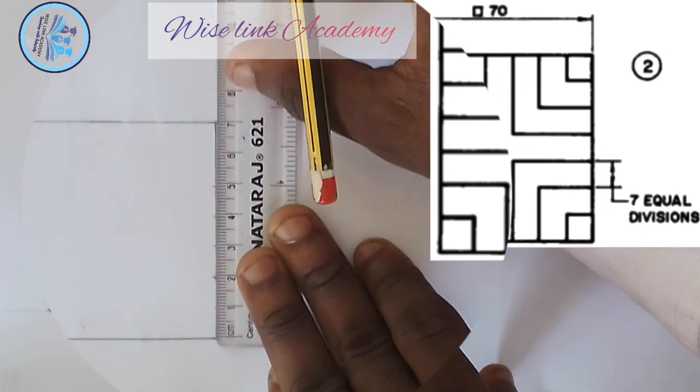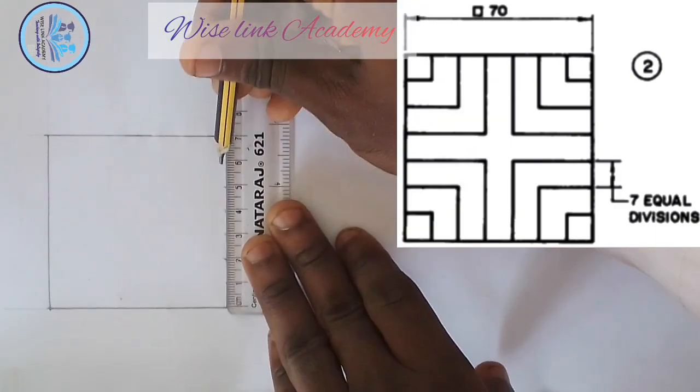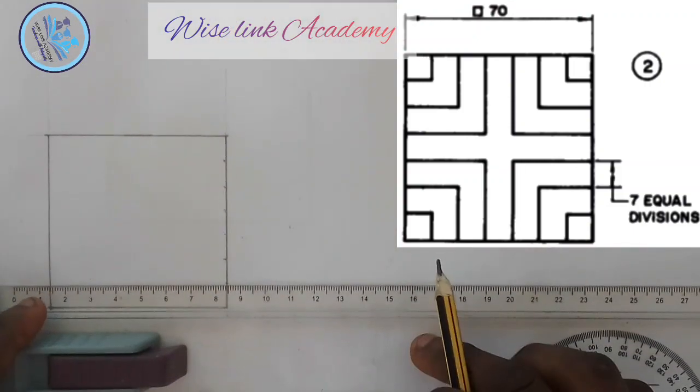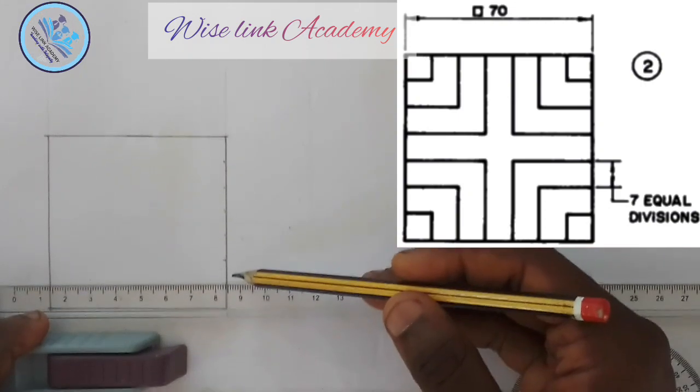5, right? Next up, 6, and lastly 7. I'll take it this way. With the help of my T square, I will draw a horizontal line. Yes, so take it this way.